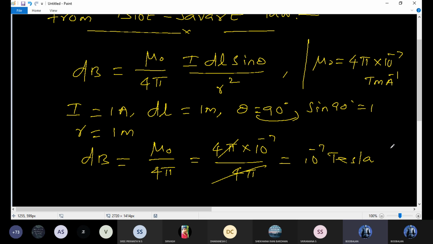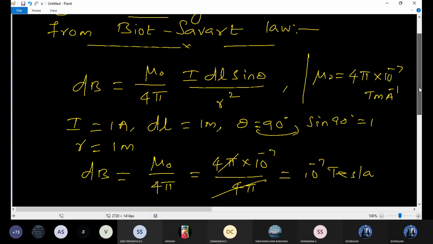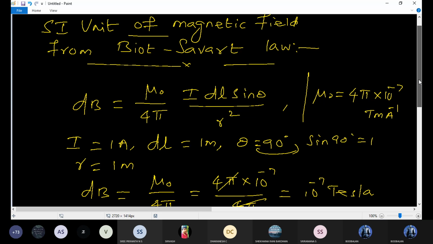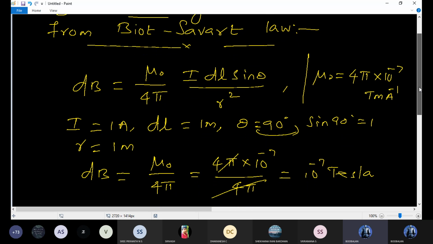Please note it. The SI unit of magnetic field from Biot-Savart law.